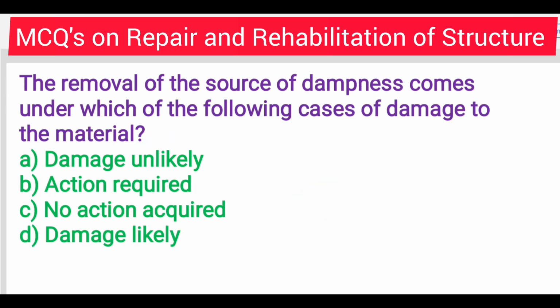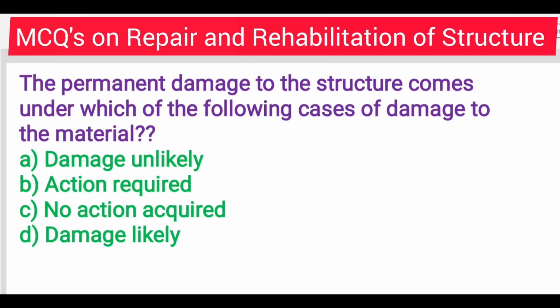Next question, the removal of source of dampness comes under which of the following cause of damage to the material? Option A, damage unlikely. Option B, action required. Option C, no action required. Option D, damage likely. So the correct answer is option B, action required.